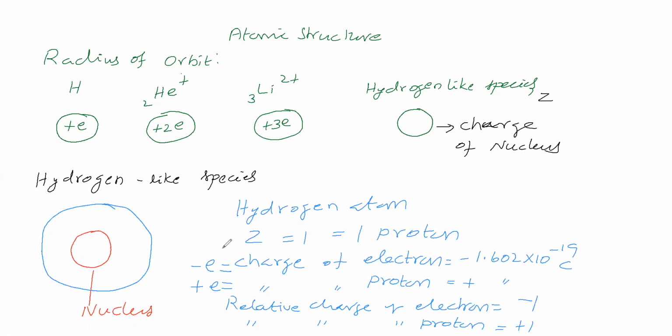In the place of E, what are we going to substitute? 1, if it is relative. If it is the actual charge, what do we substitute? 1.602 × 10^-19 coulomb. So in the place of E, we substitute this magnitude. For the actual charge we substitute this, and for the relative charge we substitute 1. There is no difference, because the proton charge magnitude and electron charge magnitude remain the same.